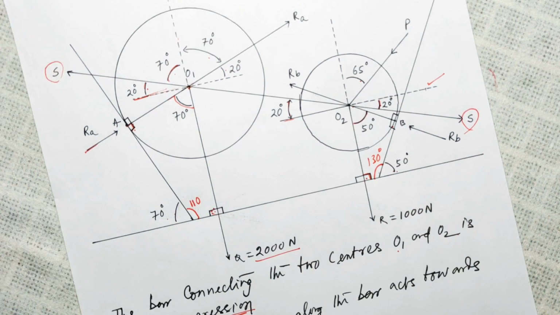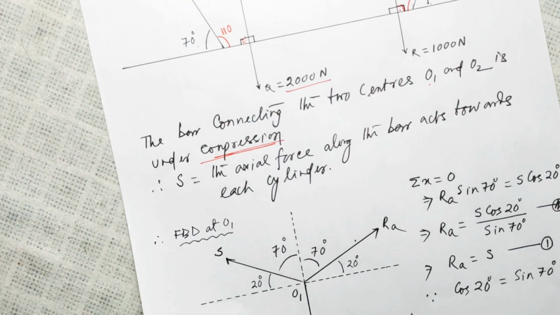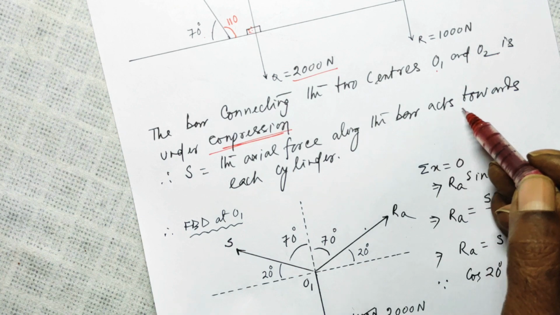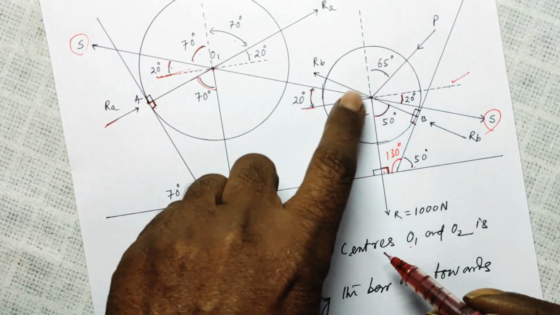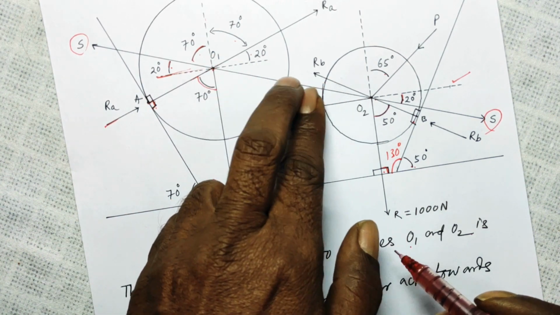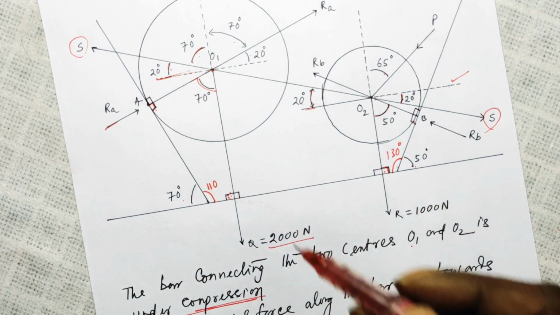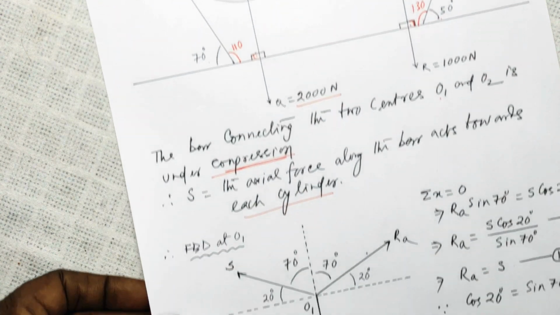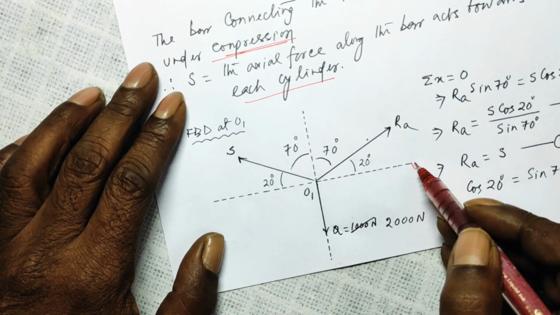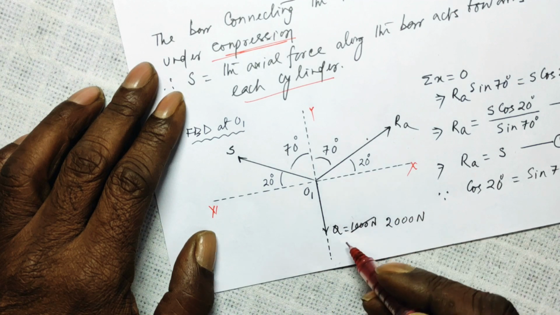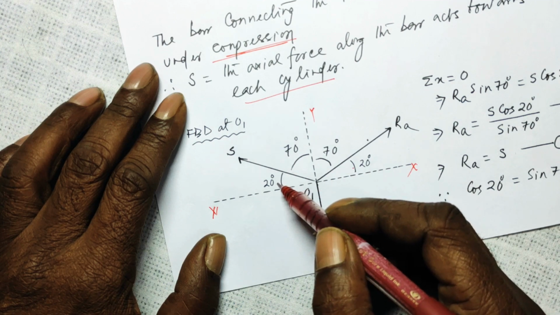Now let us apply the free body diagram and solve for different values. Therefore, S is the axial force along the bar, which acts towards each cylinder. This axial force in the bar O1 O2, due to compression, has an axial force acting towards this cylinder. So at the point O1, I am drawing the free body diagram. This is your O1. The Q is acting vertically downward. This is your x-axis. This is your x-dash. This is your positive y-axis. This is your negative y-axis. So I just explained how this angle is 20, this angle is 20, this is 70, 70.